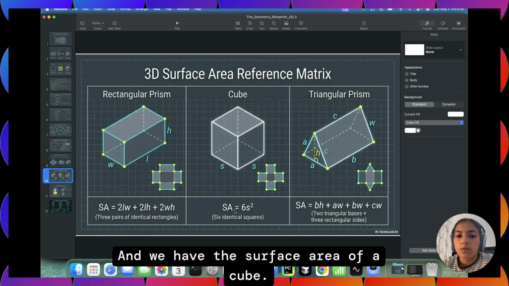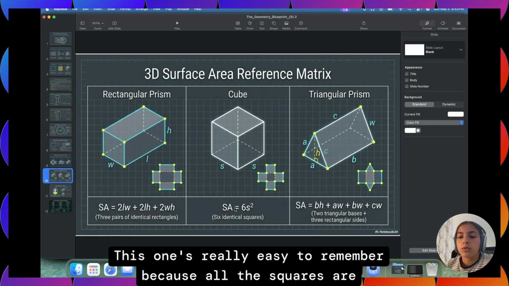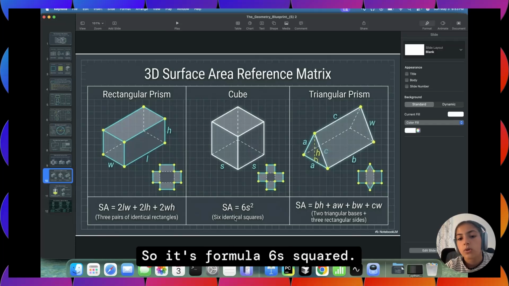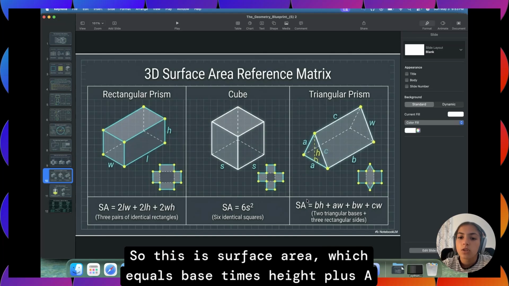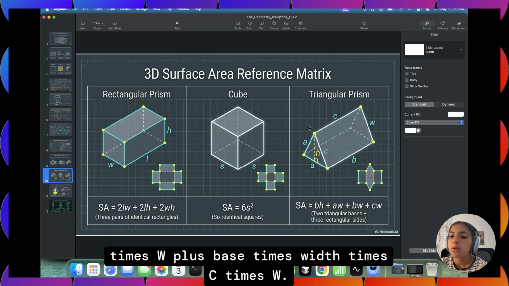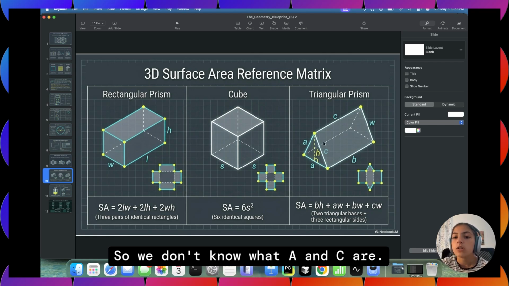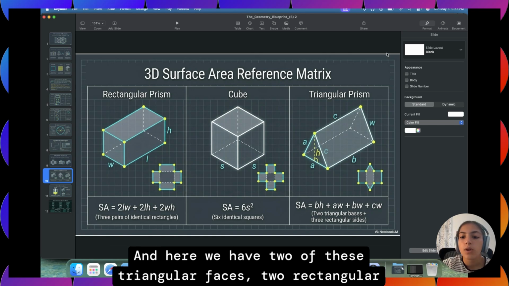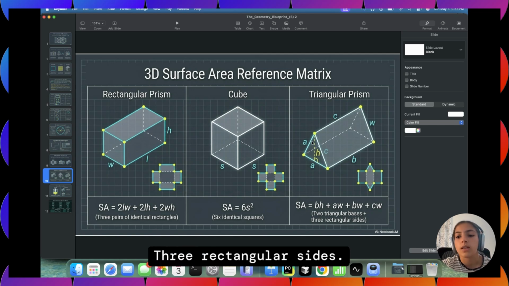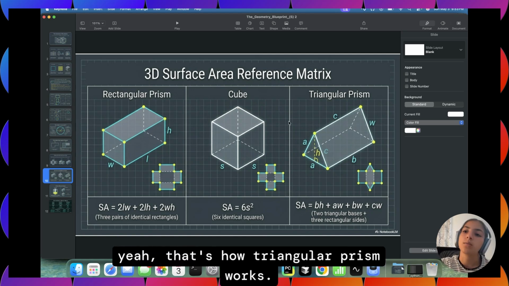And we have the surface area of a cube. This one's really easy to remember because all the squares are identical. So its formula is 6s squared. Now the surface area of a triangular prism equals base times height plus a times w plus base times width times c times w. We don't know what a and c are, they can be anything. And here we have two of these triangular faces and three rectangular sides, and that's how a triangular prism works.